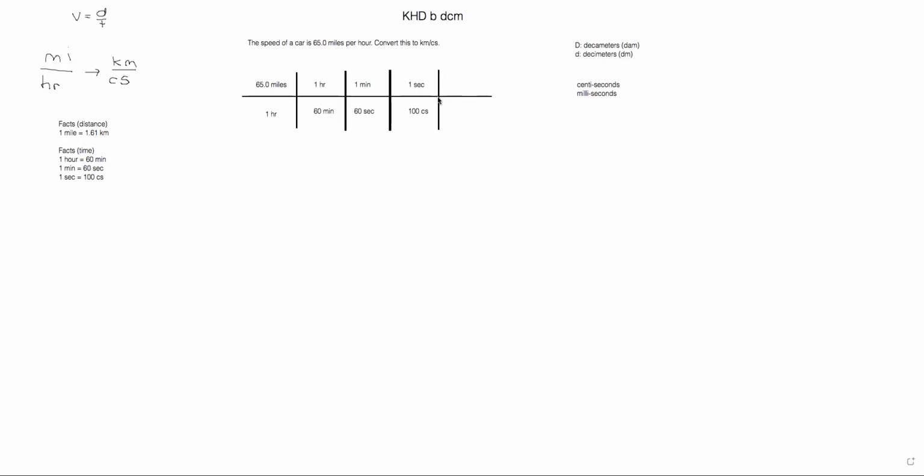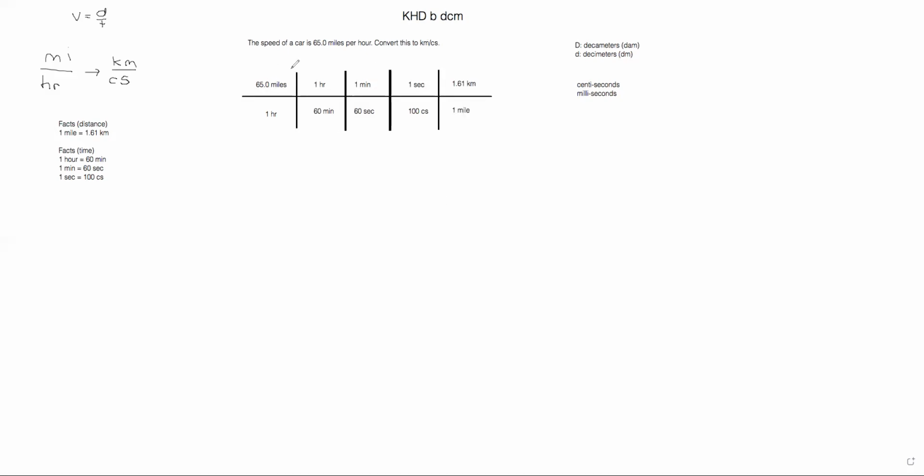And then we have one more fact we need. So we dealt with all the time. We still need one more fact for our distance. So we know that 1 mile is equivalent to 1.61 kilometers. And kilometers is what we're trying to get. So I'm going to put that on top. I'm not going to do miles over kilometers. I'm going to do kilometers over miles. So we have 1.61 kilometers is equivalent to 1 mile.